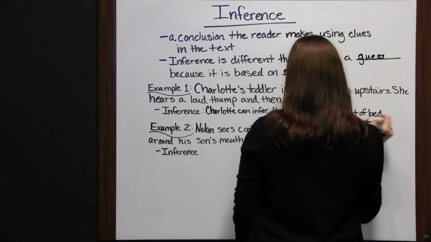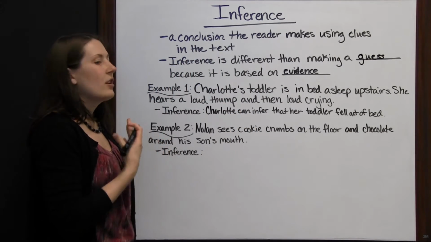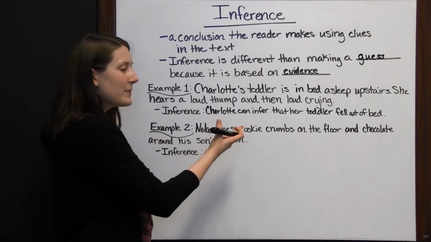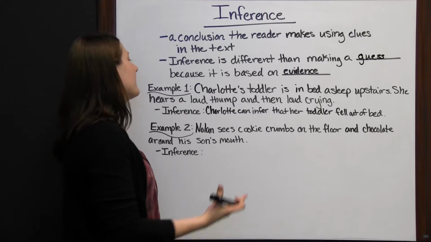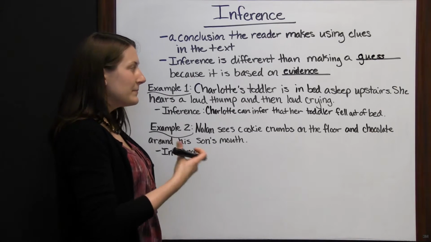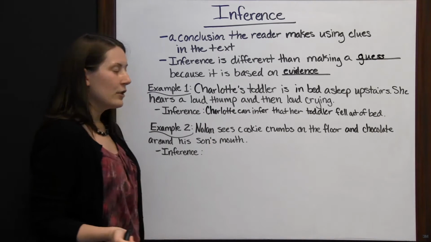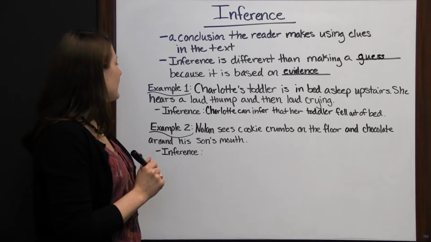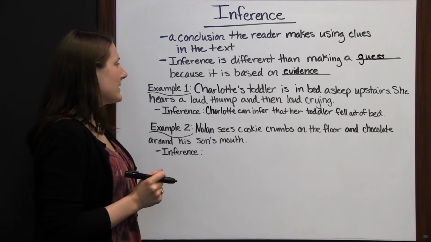Now, our example doesn't say the toddler fell out of bed, and it doesn't say Charlotte ran upstairs and found her child on the floor. But because you know the kid was in a bed sleeping, and then you hear a thump, probably against the floor, and then crying because the kid is hurt or scared from waking up in the middle of the night on the floor unexpectedly, Charlotte can infer that her toddler fell out of bed, or the reader can infer that that's what happened whenever they're trying to process the story and figure out what the author was trying to tell them with these clues.